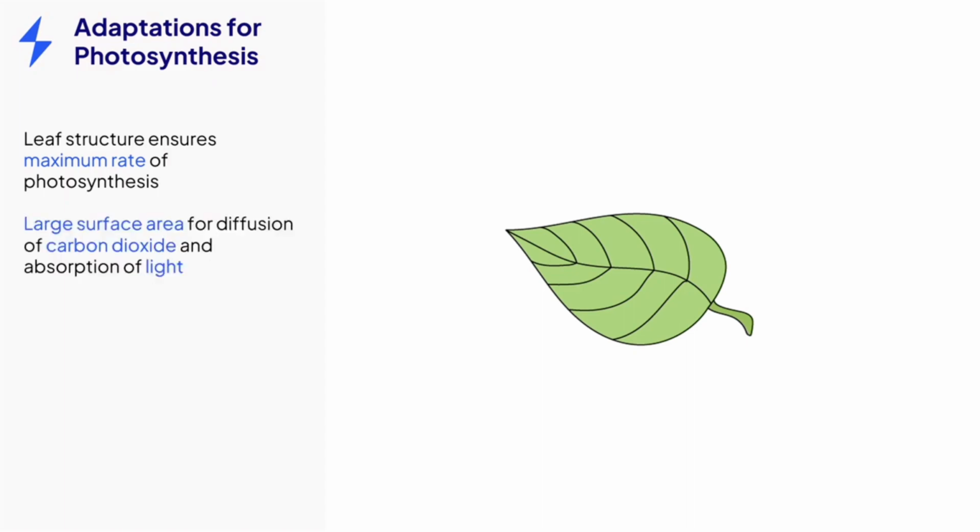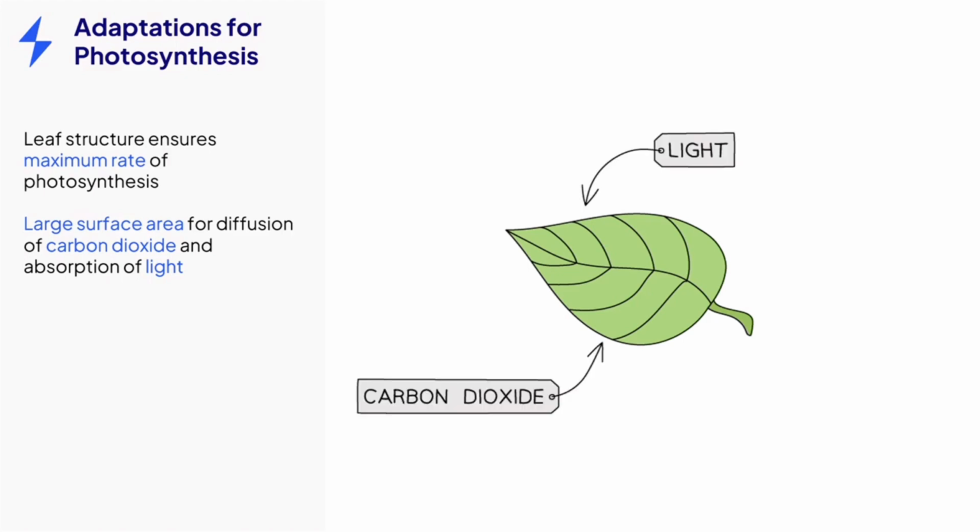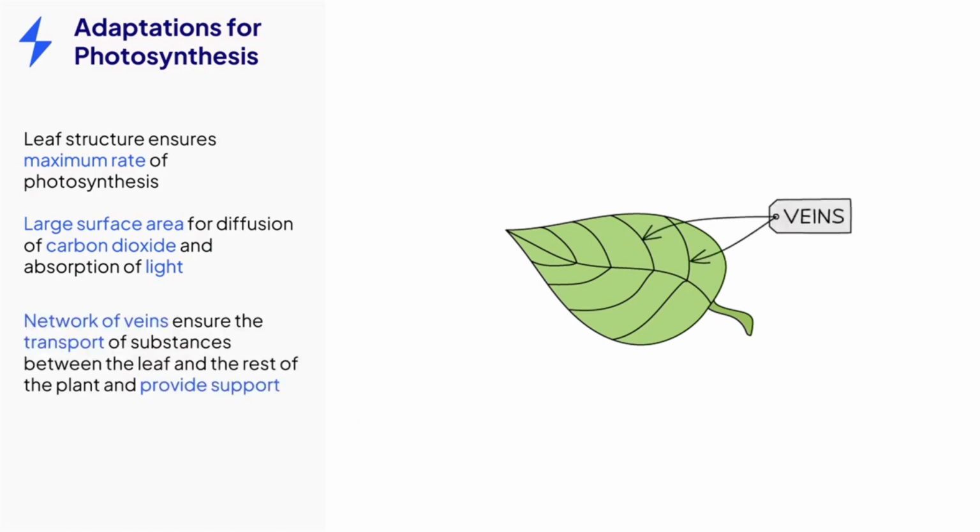The structure of leaves ensures that maximum photosynthesis is occurring in the plant. One such adaptation is that the leaf has a large surface area to facilitate the diffusion of carbon dioxide and the absorption of light. A network of veins will ensure that water is transported to the cells of the leaf for use during photosynthesis, and that the carbohydrates produced during the process can be transported to the parts of the plant where it is needed. The veins contain vascular bundles, which consist of tissue with thick cell walls to support the leaf and stem.